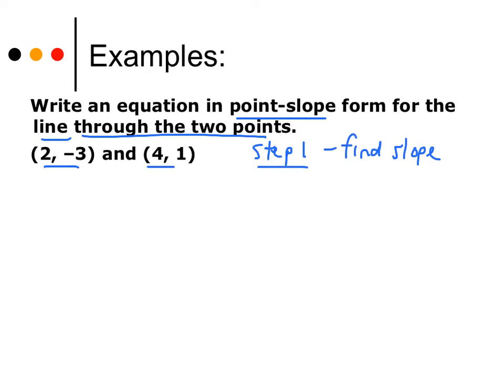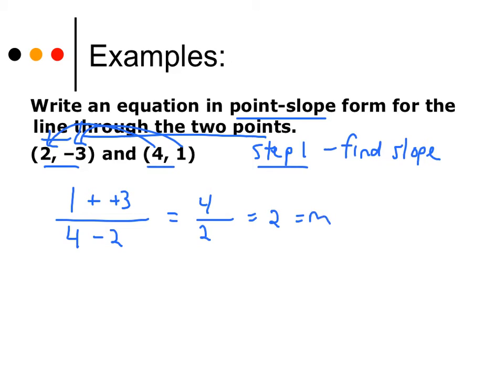So I'm going to do what we're used to doing. We're going to do 1 minus a negative 3, and then 4 minus 2. And you know the slope formula, so I'm not reviewing it. So here we have to keep change, so this becomes 4, and that's 2. If we reduce it, then our slope is 2.